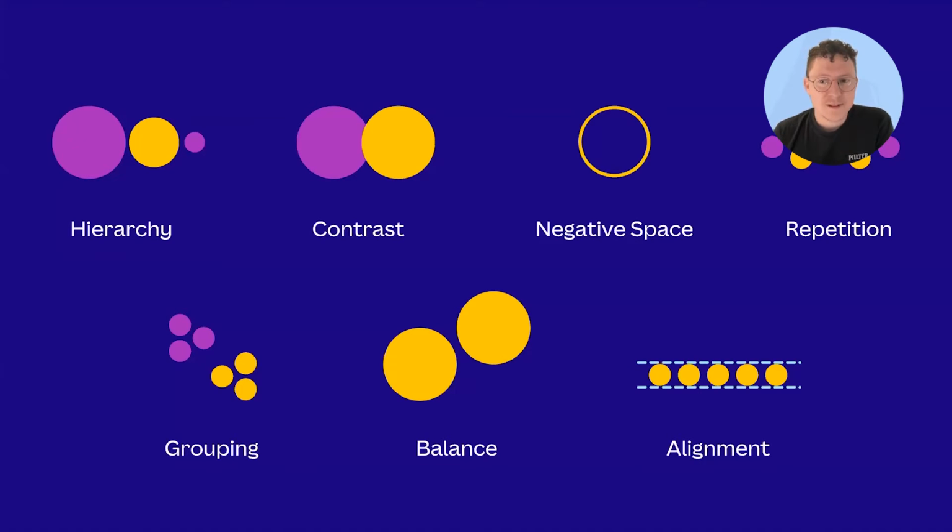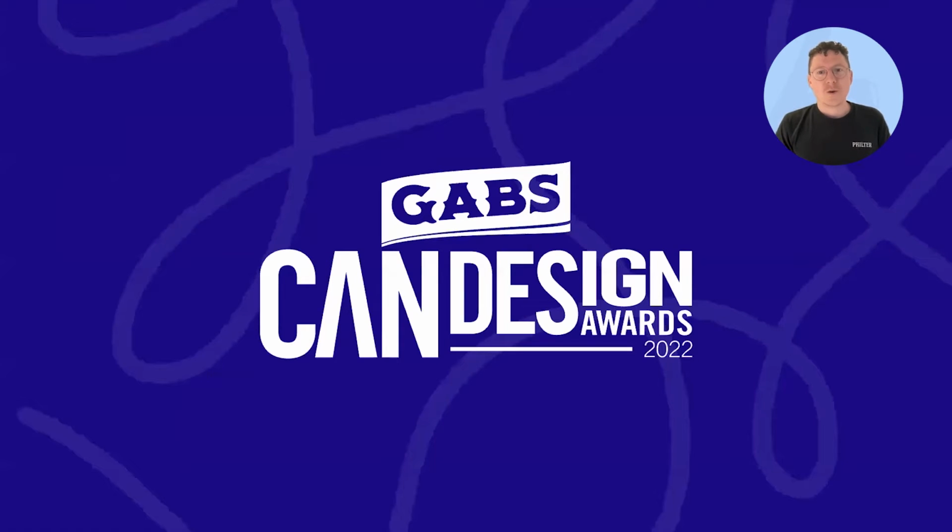So getting back to the theme of today's workshop, we're going to look at how these principles have been applied to some consumer packaging. So when self-assessing or critiquing design, it's really important to assess why it's actually working. So now we're going to have a look at some of the entries from the Gabs Can Design Awards for 2022 and take a closer look at how these design principles are being used.